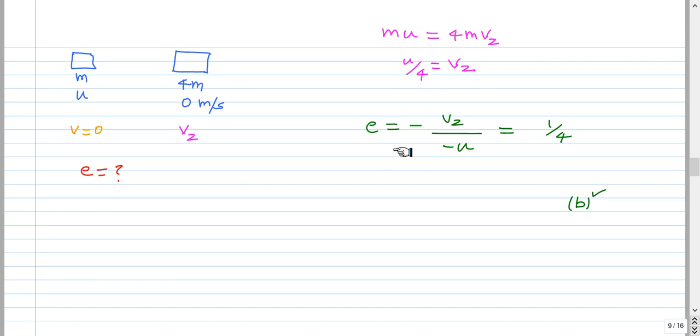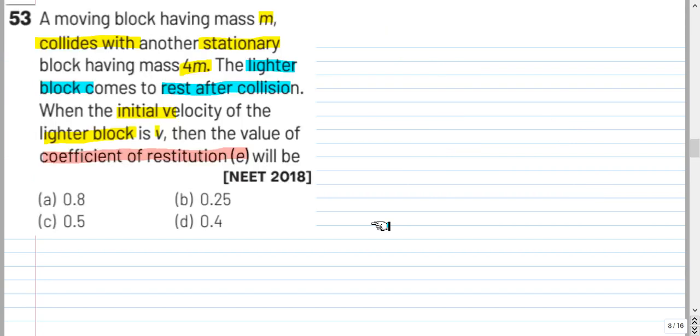Coefficient of restitution is defined as final relative velocity divided by initial relative velocity, with a negative sign. So the final relative velocity is v2 minus 0. The initial relative velocity is 0 minus u. So from this we get the coefficient of restitution as 1 by 4. The correct option is option B, which is 0.25.